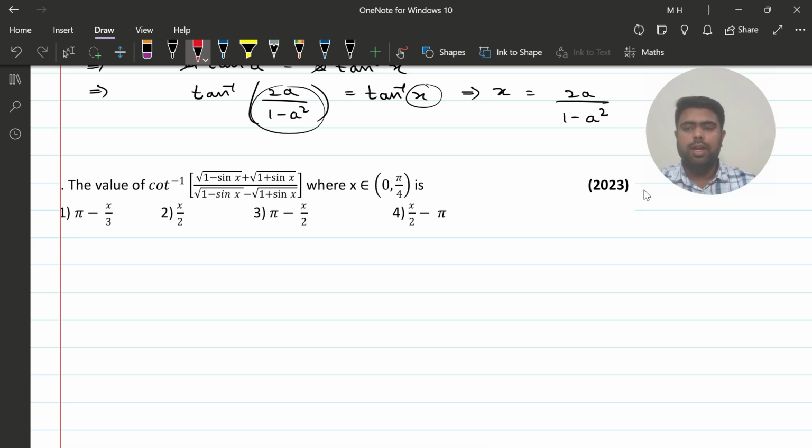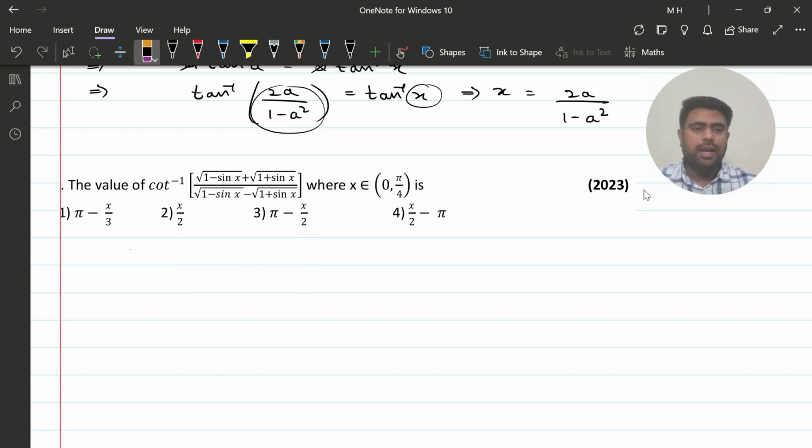The next question says: the value of the root of 1 minus sin x plus the root of 1 plus sin x, divided by the root of 1 minus sin x minus the root of 1 plus sin x, is. Okay, well, look, whenever you get a question like cot inverse of some big expression, or sine inverse of some big expression, or cos inverse of some big expression, you try to express it, if it is cot inverse, in terms of cot of something, so that cot inverse of cot something is something, right?